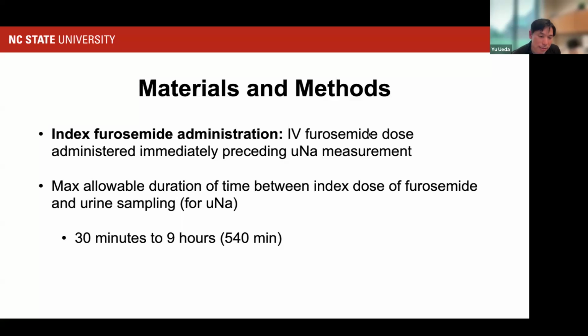The reason they picked 9 hours is that in general, in this hospital, they usually give the furosemide every 8 to 9 hours, so 3 times a day. Of course, after they got out of the emergency phase of the congestive heart failure, they continue every 8 to 9 hours. That was a common regimen used in this hospital. That is why they picked 9 hours, just before the next dose of the furosemide. So within 9 hours, but at least 30 minutes after giving the furosemide, is the time they allow to measure the urine sodium concentration after the index furosemide administration.